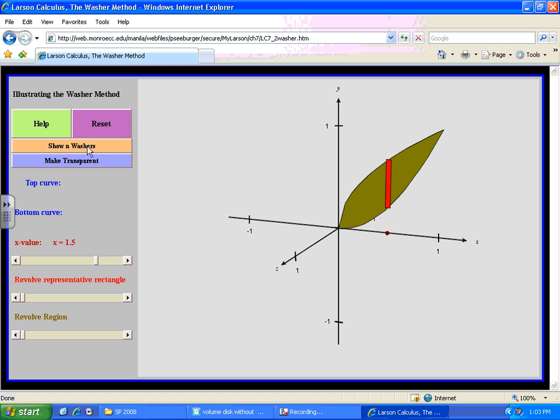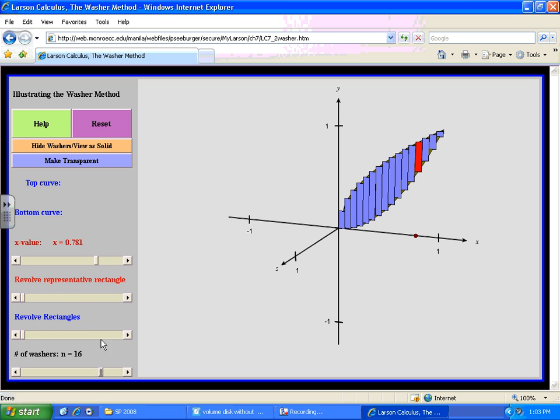For example, we can make it show n washers. And how does it know what n is? Down here there's a setting. Right now there are 4 rectangles selected from the region. We can increase this number, so we can have more and more rectangles. Right now I have 13 rectangles.